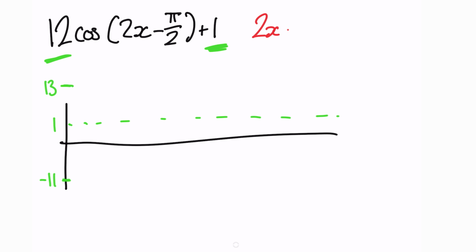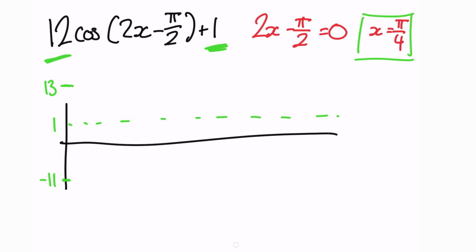Solving for 2x minus pi on 2 will help us with our phase shift. So therefore, x is going to equal pi on 4. So therefore, this graph has been shifted to the right by pi on 4. So if this is shifted right by pi on 4, that means that our normal cos graph would start at pi on 4. Now we need to find the y-intercept, so we make x equals 0.